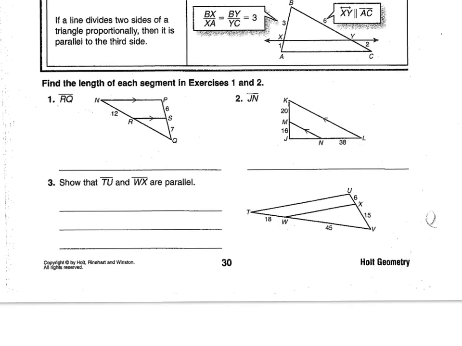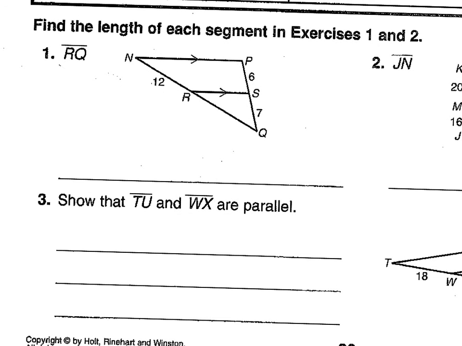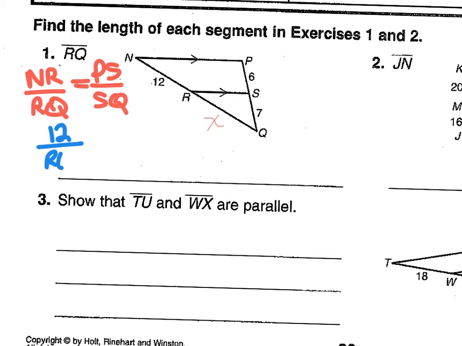So in example number 1, they're asking us to find the length of each segment. And the segment in number 1 is RQ. So I'm going to put an X in RQ. When I set up the proportion, we can have NR is to RQ as PS is to SQ. Then I can substitute those values, the ones that are given. NR is 12, so it's 12 is to RQ, which we don't know, equals 6, which is PS, over 7, which is what QS is.